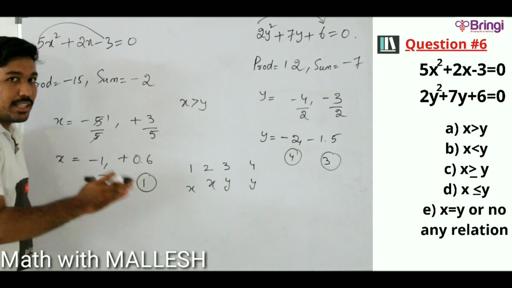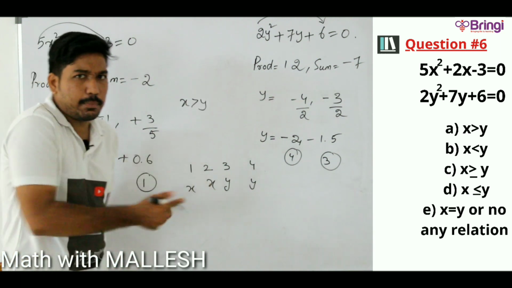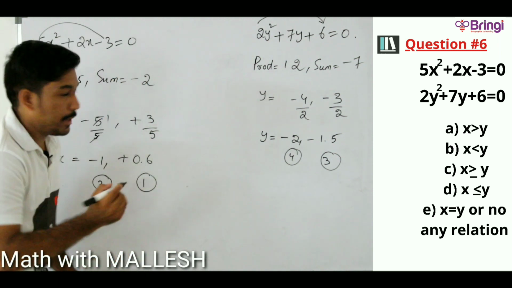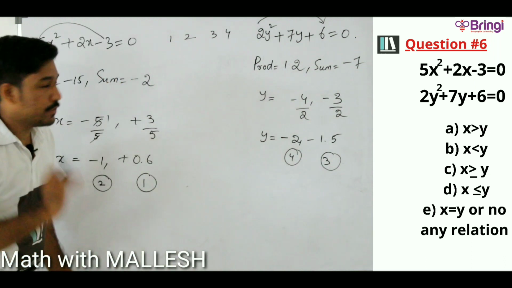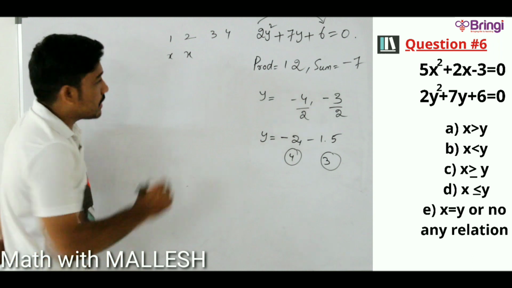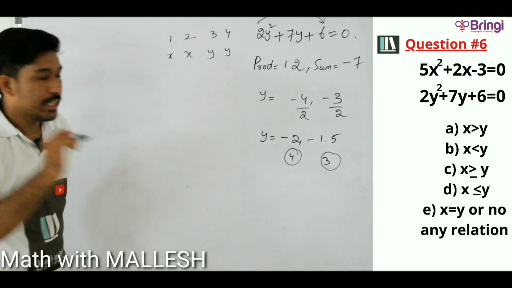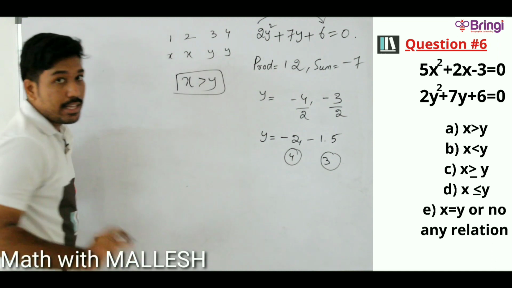So for this question, the first option, x greater than y, is the correct answer, and let me explain all the options. See, positions 1 2 3 4: the first is occupied by x, the second by x, the third by y, and the fourth by y. In this case, x greater than y is the answer.